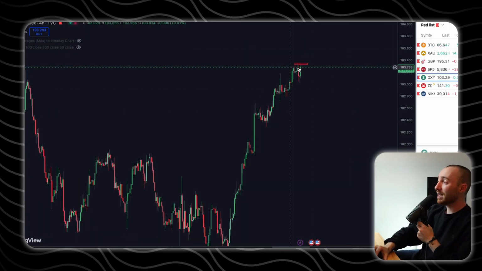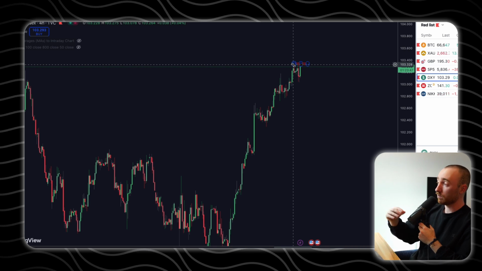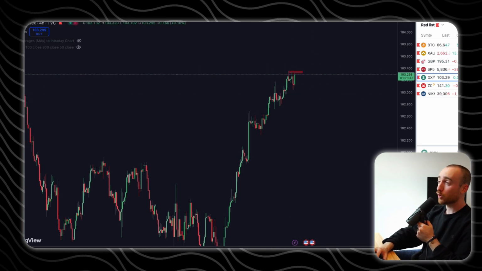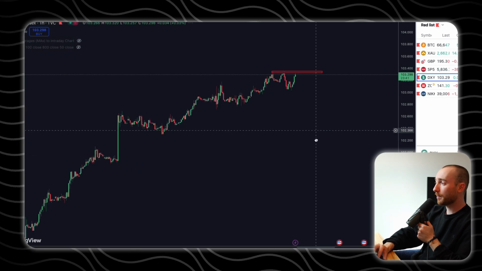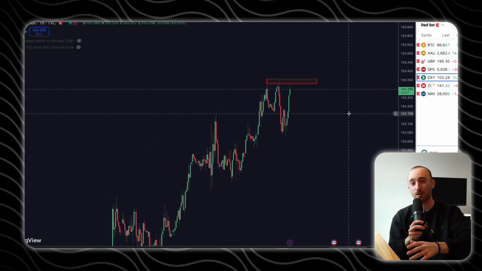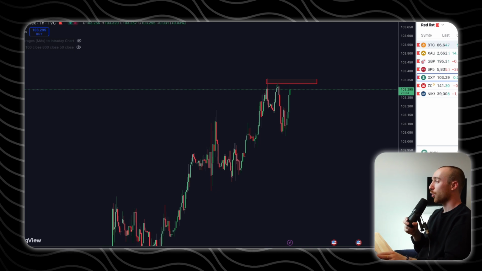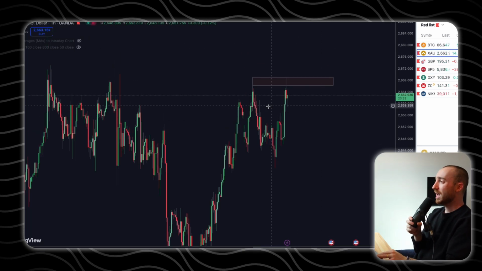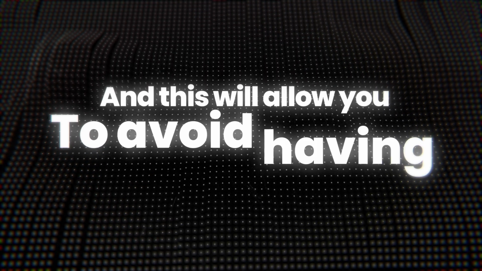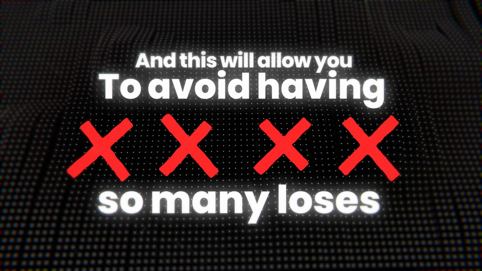We have hit this resistance level this entire week as of this recording. This will be the third time that we'll be hitting it. It's kind of a triple top that's forming. This looks like there's a lot more resistance on the dollar rather than gold. So again, coming back, we're looking for a short because of this, but the dollar index is saying something completely different. And this is what's going to allow you to avoid having so many losses on the pair.